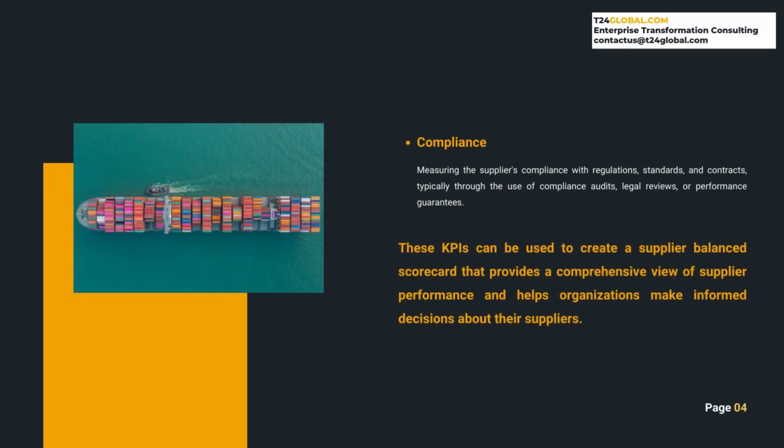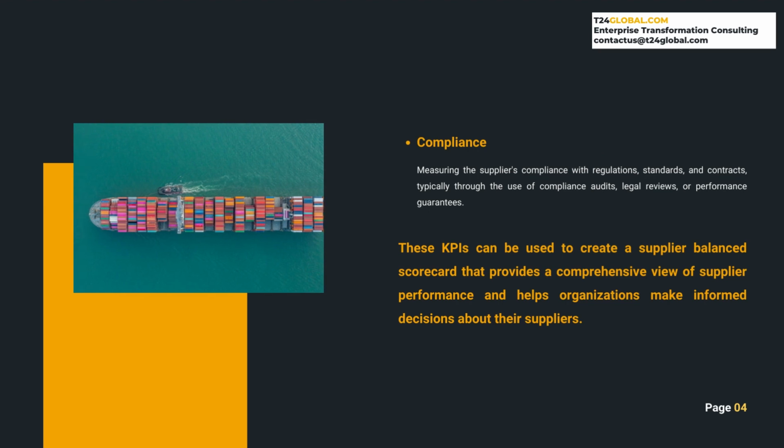8. Compliance. This KPI measures the supplier's compliance with regulations, standards, and contracts, typically through the use of compliance audits, legal reviews, or performance guarantees. Key components of this KPI include compliance policies, compliance training, and compliance monitoring. Key roles involved in this KPI include compliance officers, legal counsel, and contract managers.